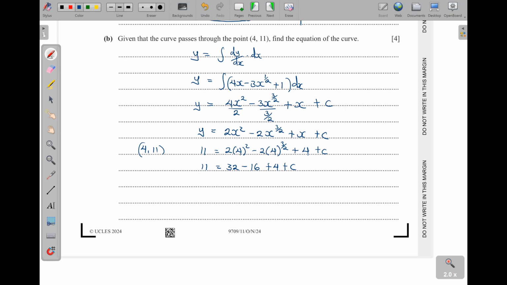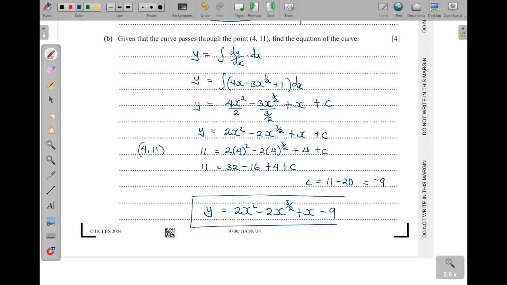So rearranging all of this, we shall have here 16, okay? Then plus the 4, that one will give us 20. So now c will be equal to 11 minus 20, which is equal to negative 9. That means the equation of our curve is going to be y, which is equal to, you conclude, okay? y is equal to 2x squared minus 2x power 3 over 2, then plus x minus 9. So that is going to be the equation of our curve.